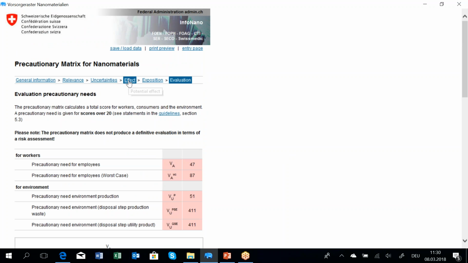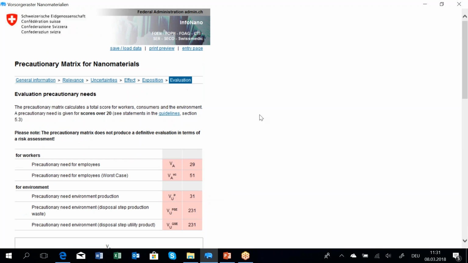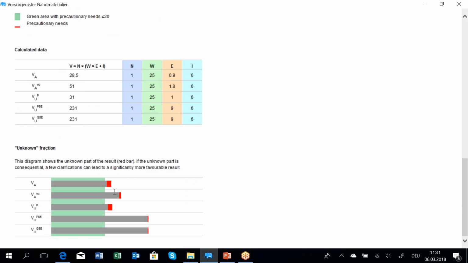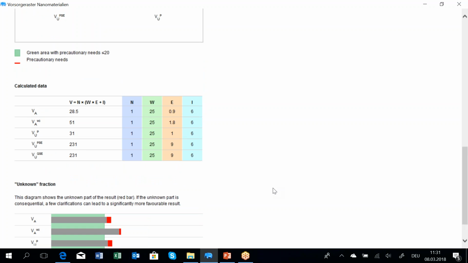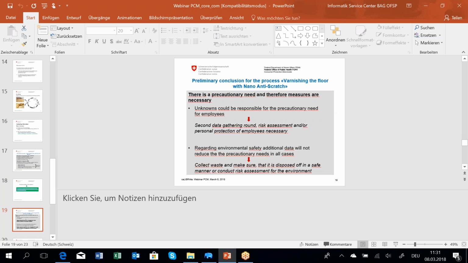And as I can show you, if we get more information, maybe on the stability of our product, and we get to know that it stays 2 weeks in the human body and also in the environment, we will get in the evaluation a lesser unknown fraction for both the environment and the workers, but still not enough to be in the green box where we can say it's safe without any precautionary needs. And then I will show you our conclusions.